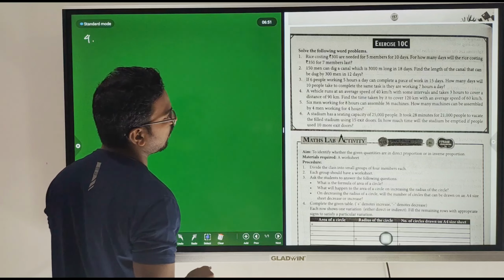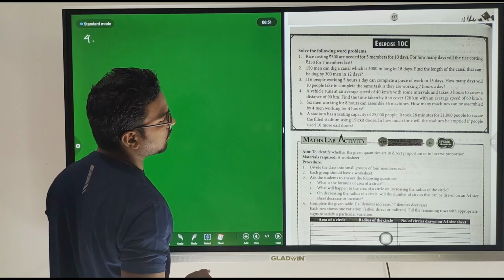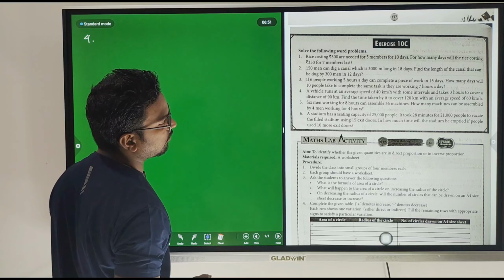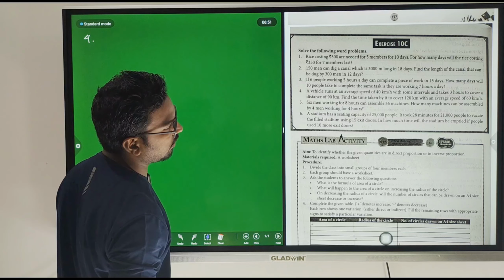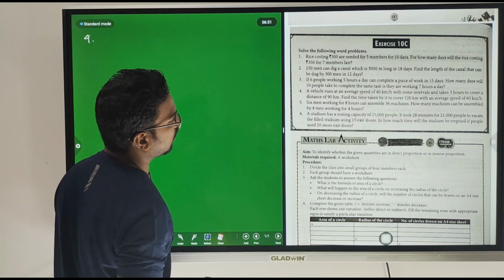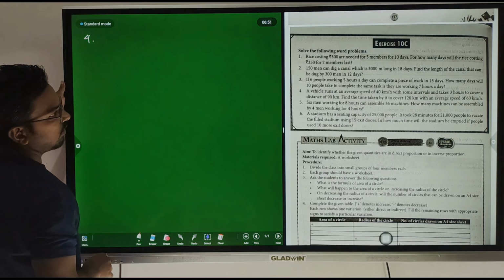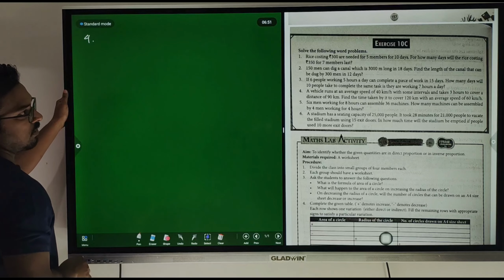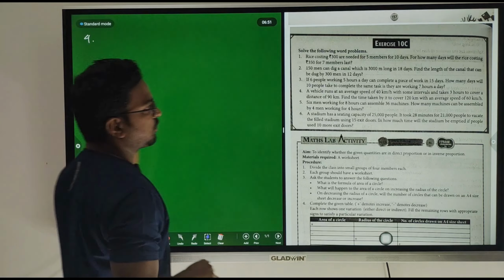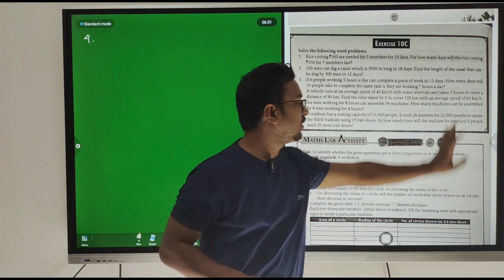Next question is given, a vehicle runs at an average speed of 40 km per hour with some interval and takes 3 hours to cover a distance of 90 km. So here, what is fixed? Speed and distance are related with time.